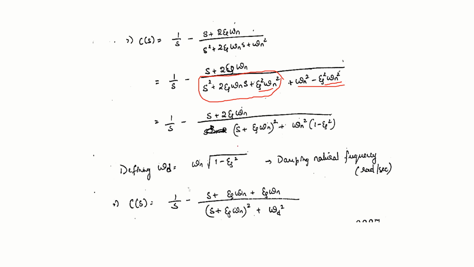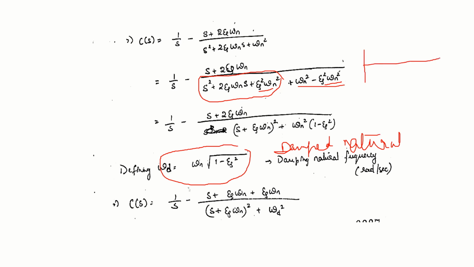So we define omega d. Omega d is omega n under root 1 minus zeta square. This is called damped natural frequency. See, the question is, if the system is not damped, it will be oscillating like this. You know this is the time period, and 1 by time period is frequency. That is natural frequency.